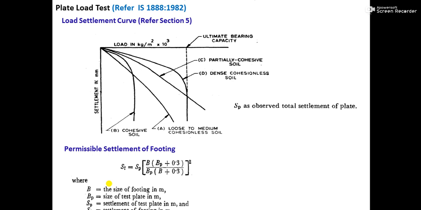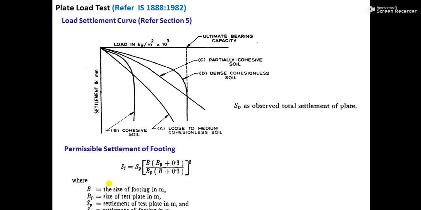Okay, so if you are using this 0.3 value in the formula, then you take the width of the plate in meter, you take the width of the foundation in meter. So let's say you are using a 300 by 300 plate. How much in meter will it be? 0.3 meter. If you are using a 450 by 450 plate, then how much will be the value of BP? BP means breadth of the plate. It will be 0.45 meter.